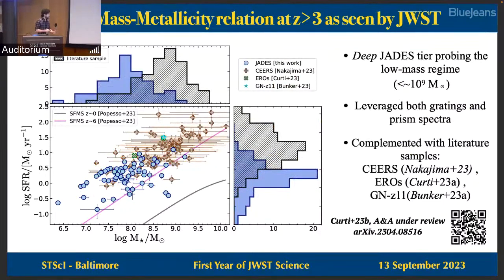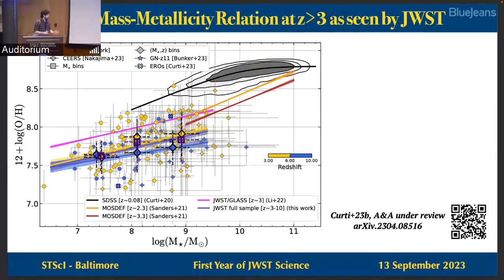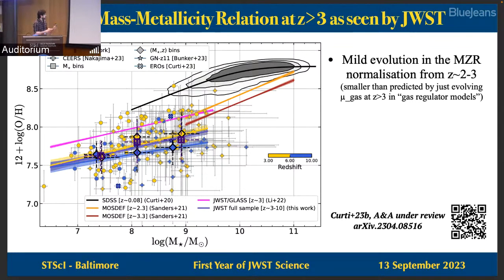And what we have been trying to do in a paper that was submitted a few months ago and is still under review, we have tried to complement our deepest observations with JWST that probed the low mass end of the mass-metallicity relation, and in particular of the stellar mass-star formation rate plane here, with observations from the literature, in particular the samples from CEERS as presented by Kimihiko Nakajima and collaborators, and try to assess the evolution of the mass-metallicity relation at redshift above 3 across 3 orders of magnitude in stellar mass. And so this is the mass-metallicity relation that we found at redshift between 3 and 10. There are, I would say, 2 take-home messages here.